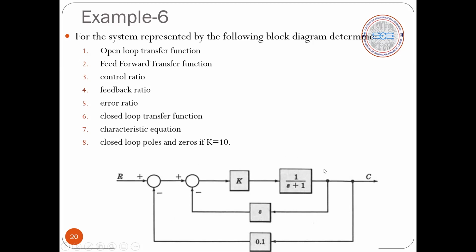What we have to do is simplify this to canonical form. What is a canonical form? We will be having only one loop in the block diagram. You will be having one forward path, only one feedback path, and a summer. That's the standard canonical form which we have discussed in the last class. So we have to reduce the given block diagram to the standard canonical form.